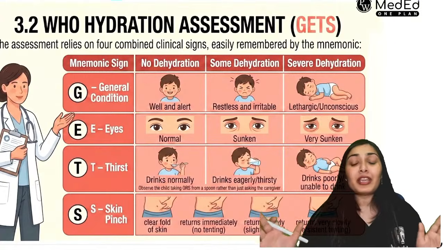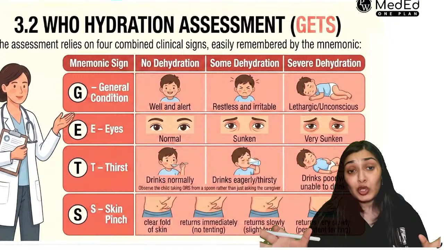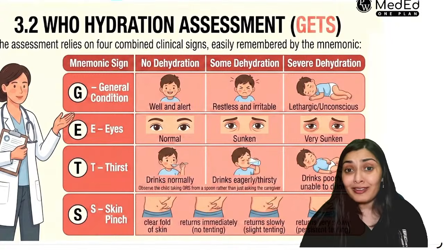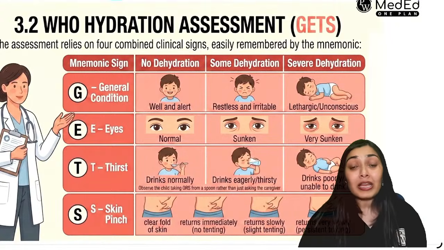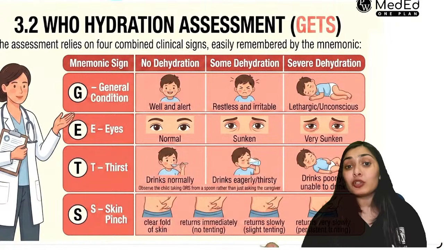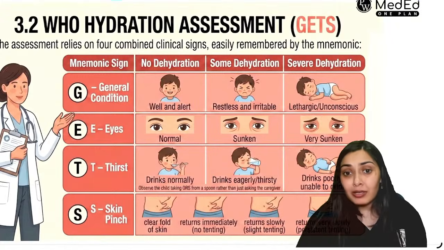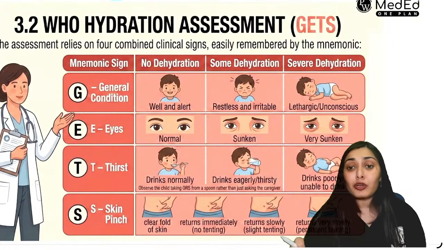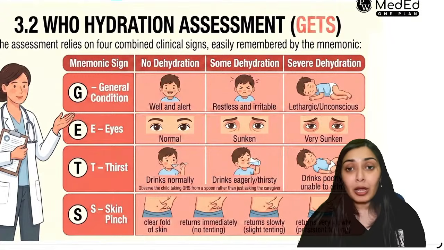Then comes some dehydration. What will happen in some dehydration? Now the child will become very restless. So the general condition will be very restless, irritable, the child will be cranky, the scenario that we discussed in the start. If you look at the eyes of the child, the eyes will look sunken. If you give water or ORS to this child, the child will be very thirsty, will be drinking eagerly, and the skin pinch returns slowly. There is slight tenting, but usually within 2 seconds it comes back.